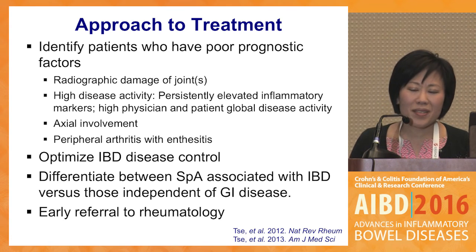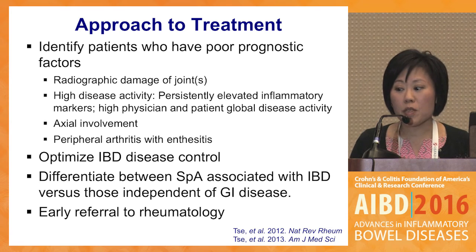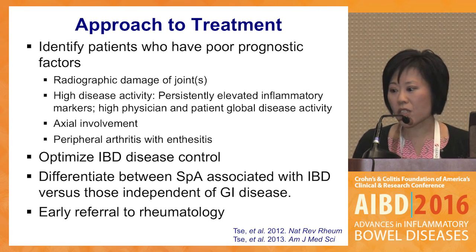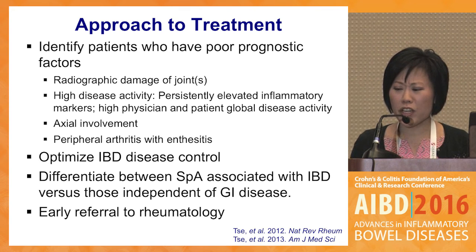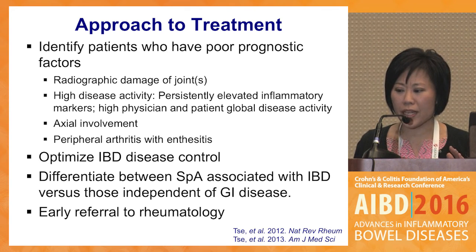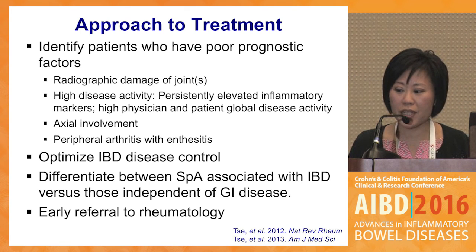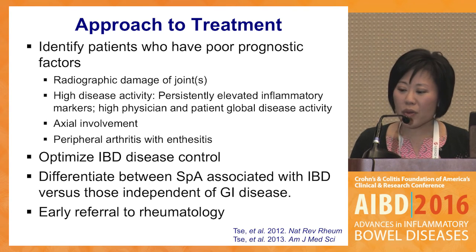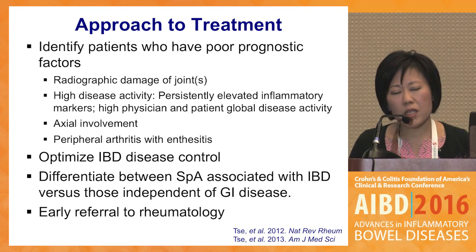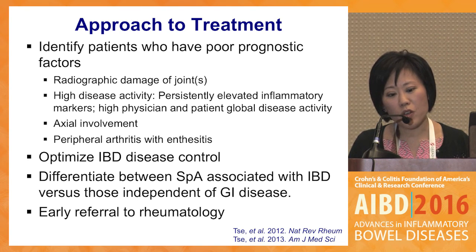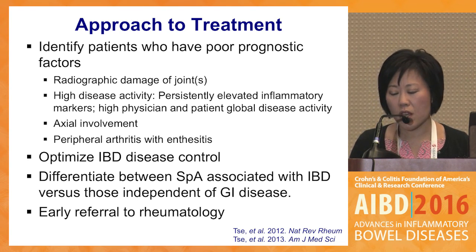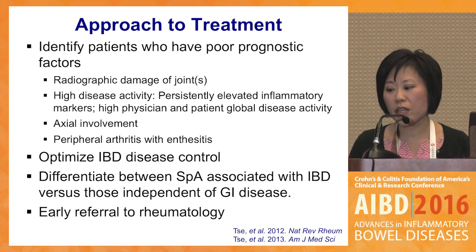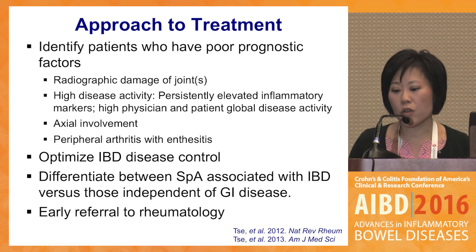The rheumatologists always tell us, especially if it's an EIM, optimize your IBD disease control, and we have to remember that. But ultimately, as we try to differentiate between those that are directly related to IBD activity versus independent of GI disease, I really have to advocate early referral to rheumatology, especially if you have someone who you are comfortable that you have diagnosed their GI disease, that you have them on a reasonable path, and the disease activity is still fairly active. We really want to partner with our rheumatology colleagues early on.